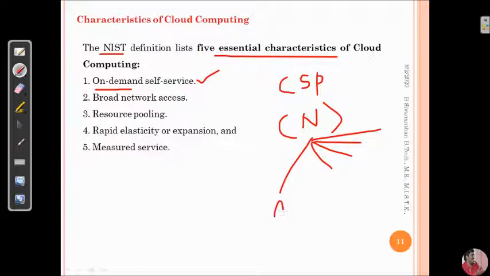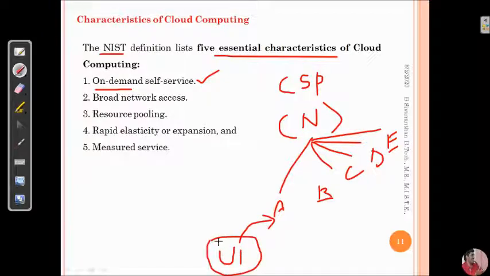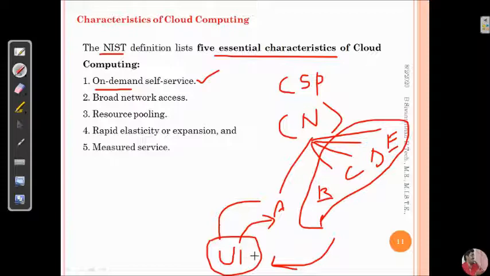Say for an example, the CSP is providing 5 services, named A, B, C, D, E. The user U1 is availing only the service A, which means that user U1 can access only the service A, and the rest of the services cannot be available to U1, because U1 has not demanded those services. Based on the user demands, the services will be provided by the cloud service provider.